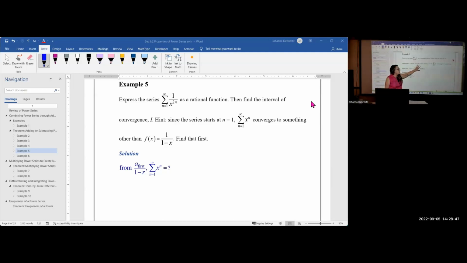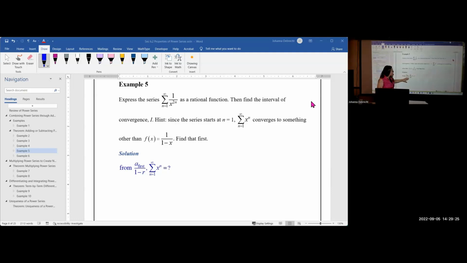Here's a hint. The series starts at n equal 1. Since this series starts at n equal 1, then we want to look at the series where x to the n, the basic power series, also starts at 1. But if this starts at 1, I've changed the value of a first. So a first is no longer a 1. A first is something different. In fact, it's x. So this is going to converge to something other than 1 over 1 minus x. We need to find that function that it converges to first.